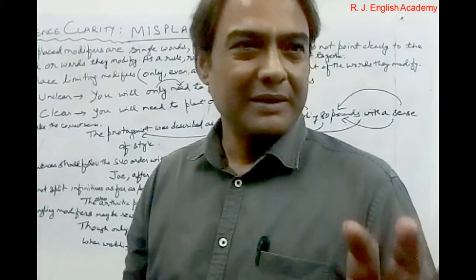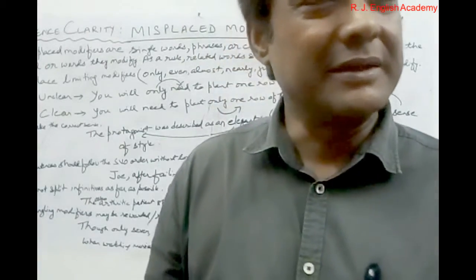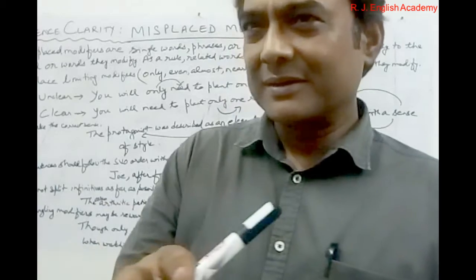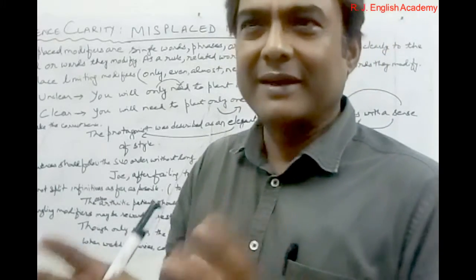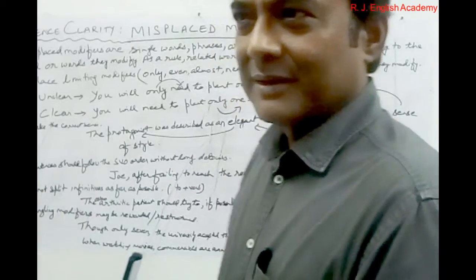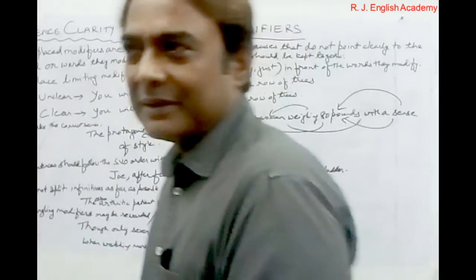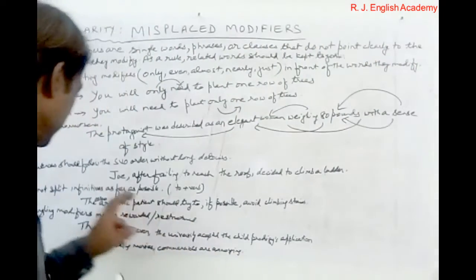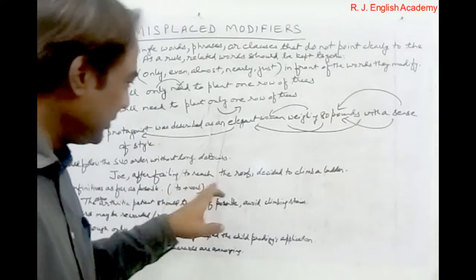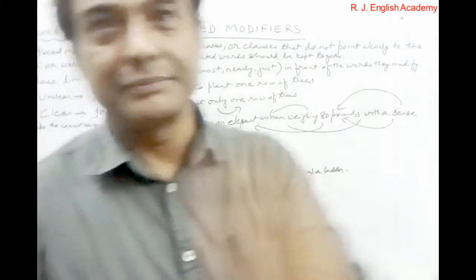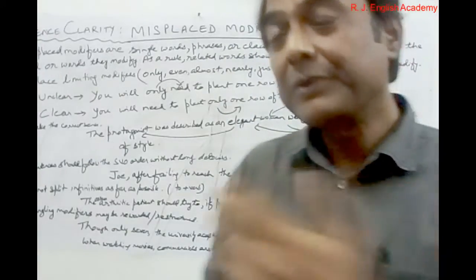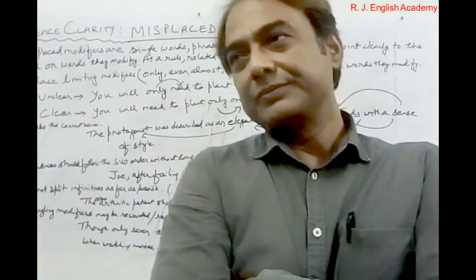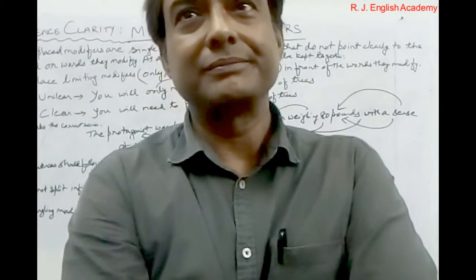You have used an appositive, you have showed your grammar, but at what cost? At the cost of the clarity of the sentence. The sentence should be clear. Don't show your grammar and compromise the clarity of the sentence. So, how to make it more clear? Either reword it or restructure it. After failing to reach the roof, Joe decided to climb a ladder. Simple. We start with after failing to reach the roof, Joe decided to climb a ladder.